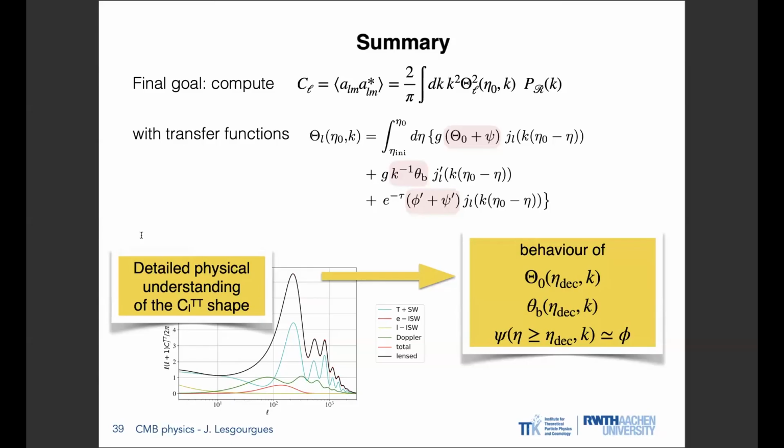The monopole of the temperature anisotropy, theta_0, the gravitational potential and the other metric perturbation, phi and psi, and theta_b, which is the divergence of the bulk velocity of the photon. So this is our program to try to understand these quantities. The most important actually is theta_0. Everything follows from theta_0.